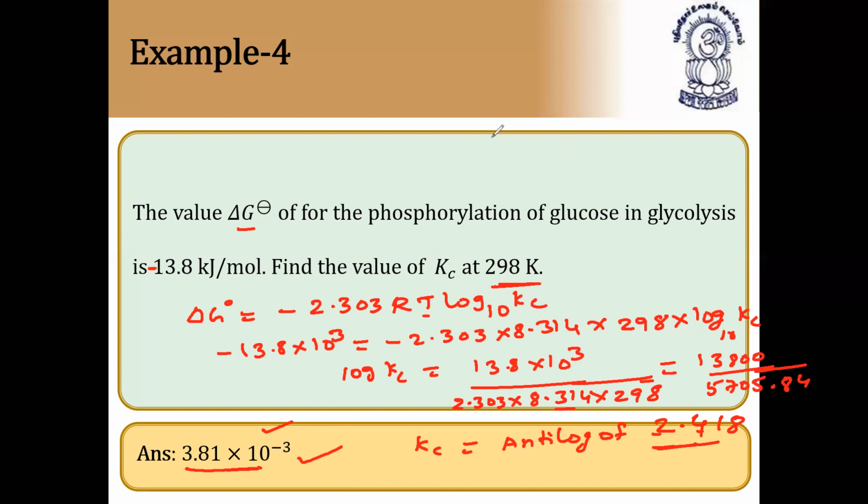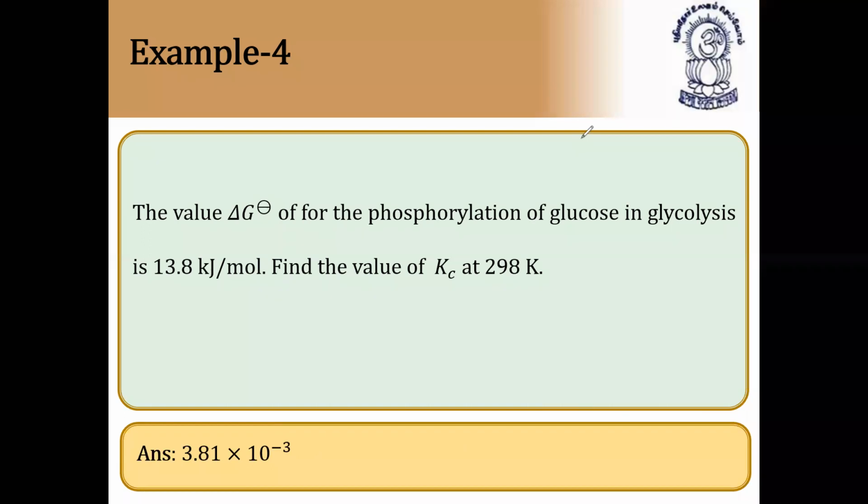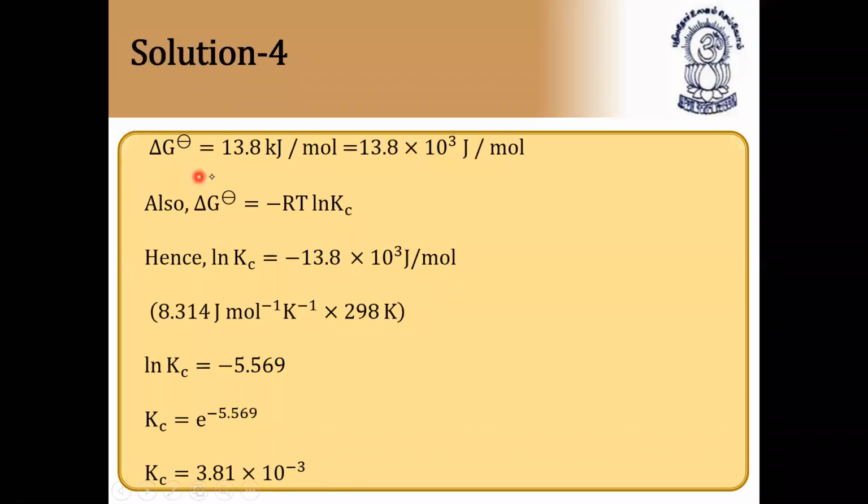So I have given the detailed solution. That also you can see here. Delta G is equal to minus 13.8 kilojoules per mole, that is 13.8 times 10 to the power of 3 joules per mole. So delta G is equal to minus RT ln Kc, that is natural logarithm ln Kc.